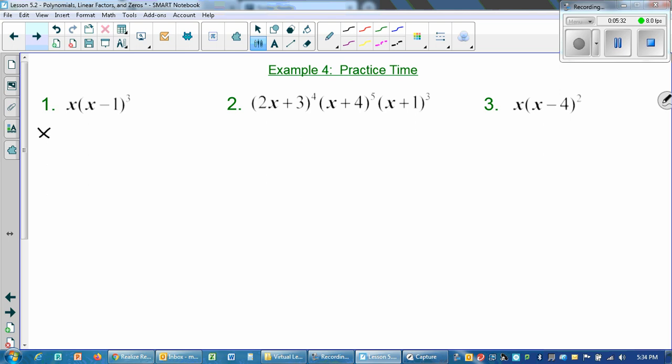So I set my factors: x equals 0, x minus 1 equals 0. I cannot do anything with x equals 0, so it stays x equals 0. For x minus 1, the opposite operation is plus 1, so 0 plus 1. Minus 1 plus 1 cross out, so x is equal to 1. So my zeros: there was no exponent attached to that x, so it has an understood multiplicity of 1.